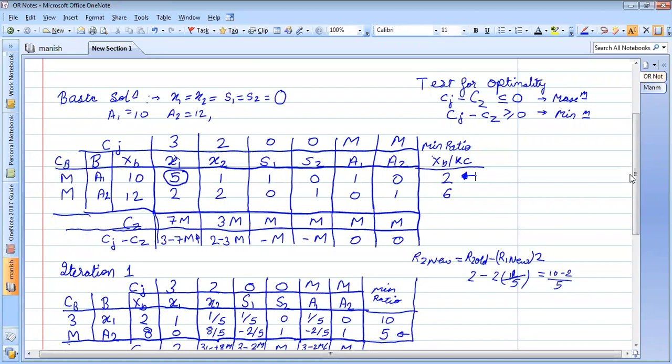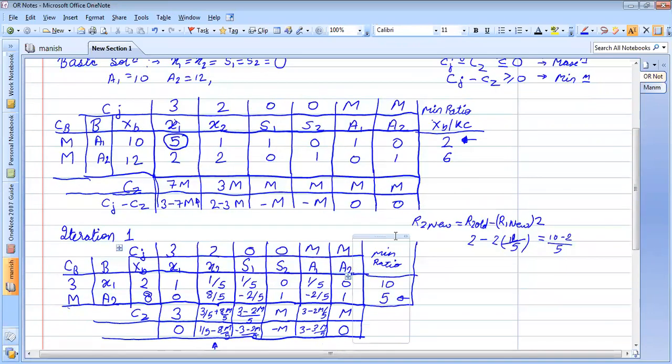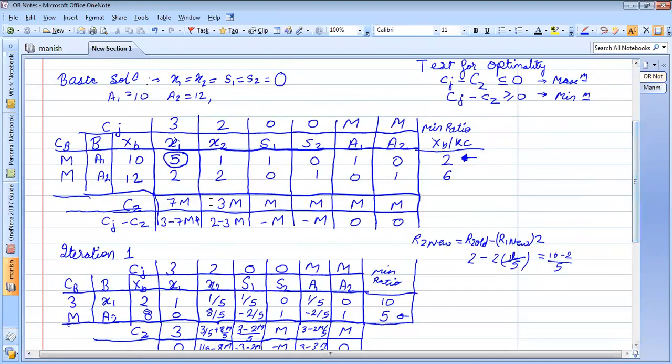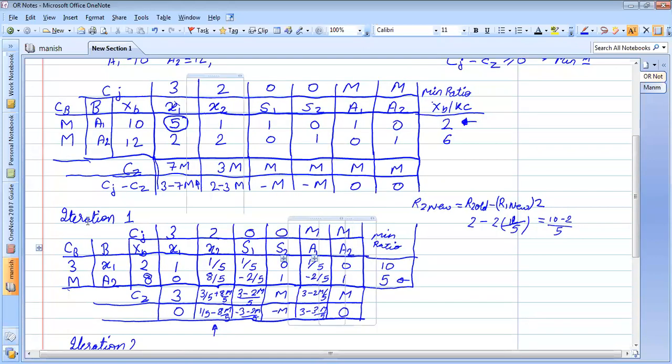Okay, so next, for iteration 1, why am I calling this iteration 1? Because this is my basic solution, the basic feasible solution. So we are iterating for the first time. We are changing the values for the first time. That is why I am calling this iteration 1.